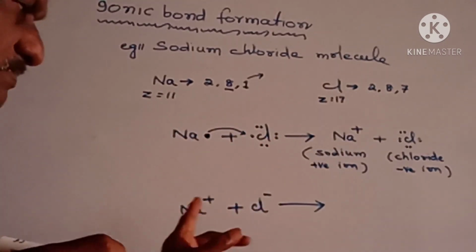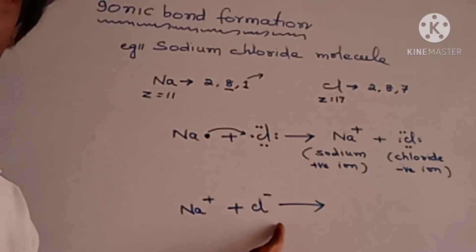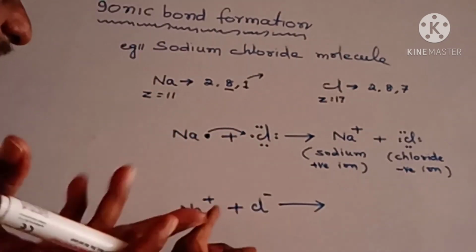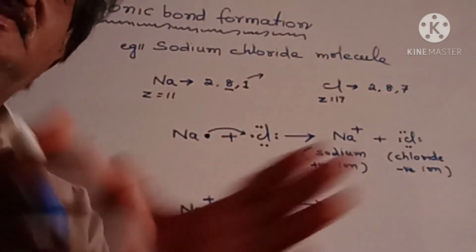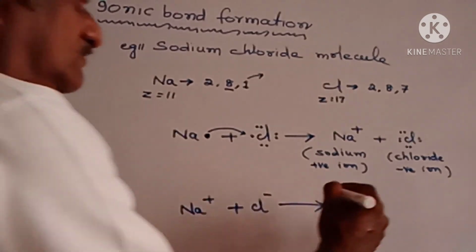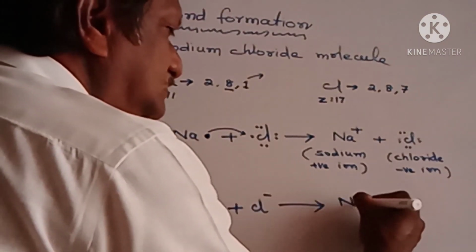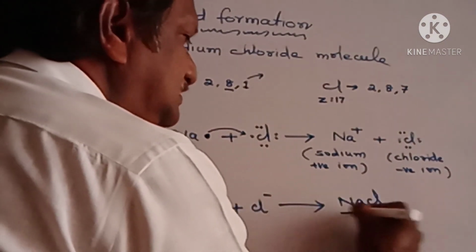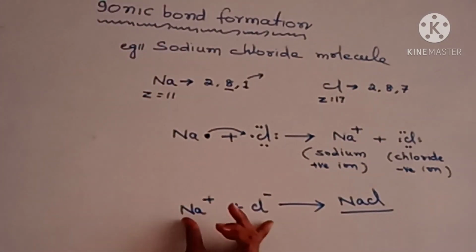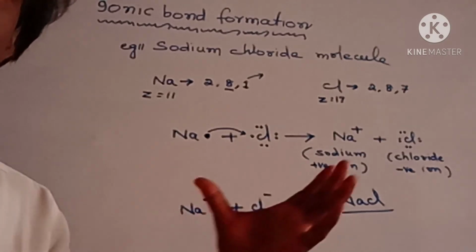The force which is formed between ions is called ionic bond. Because a force is formed between ions, that is called ionic bond. Due to that force, the sodium chloride molecule, the NaCl molecule, is formed, because an ionic bond is formed between the two ions.